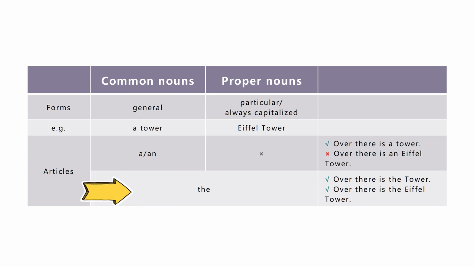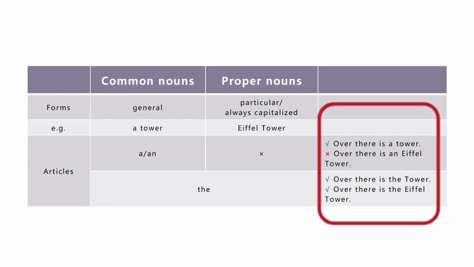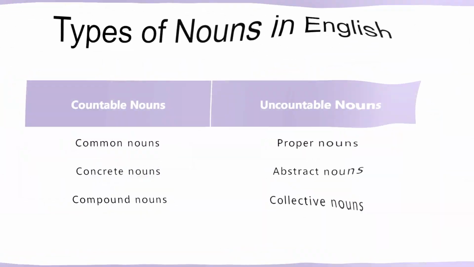Here's an example with a famous landmark. Correct. Over there is a tower. Incorrect. Over there is an Eiffel Tower. Correct. Over there is the Eiffel Tower. Correct. Over there is the tower.